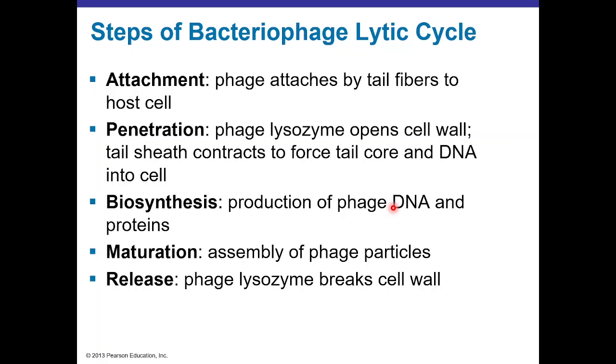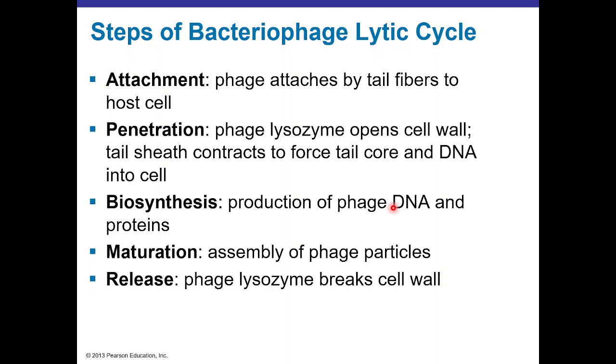So here are the steps of the lytic cycle, in this case for a bacteriophage. The virus will attach to the receptors of the bacteria using tail fibers, and then it will penetrate by releasing an enzyme called lysozyme. The lysozyme is going to break down the wall of the bacteria, and then the tail sheath will contract, forcing the tail into the cell wall, and then the DNA will be injected into the host cell.